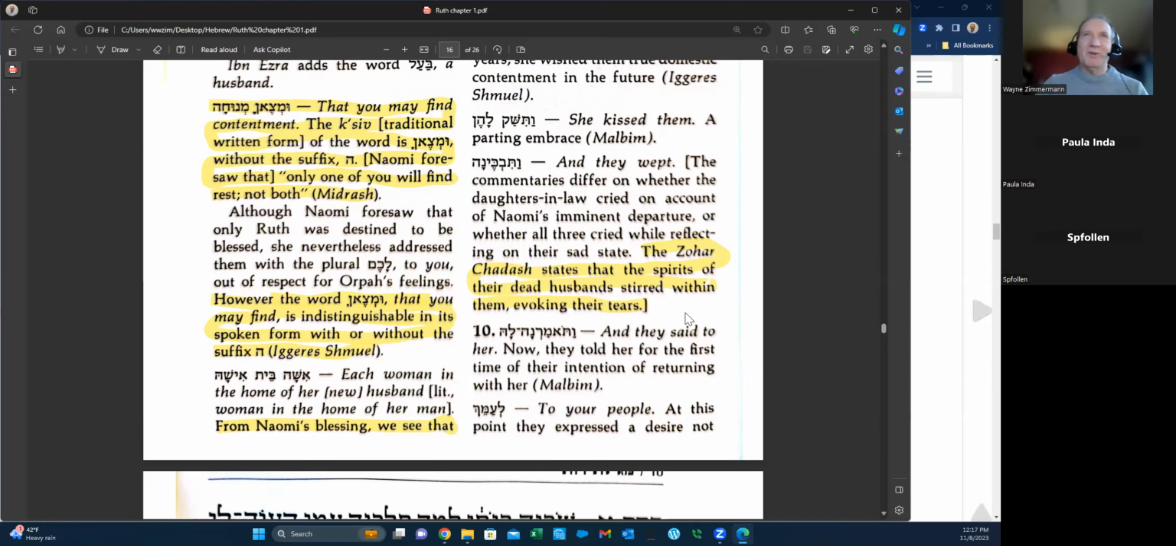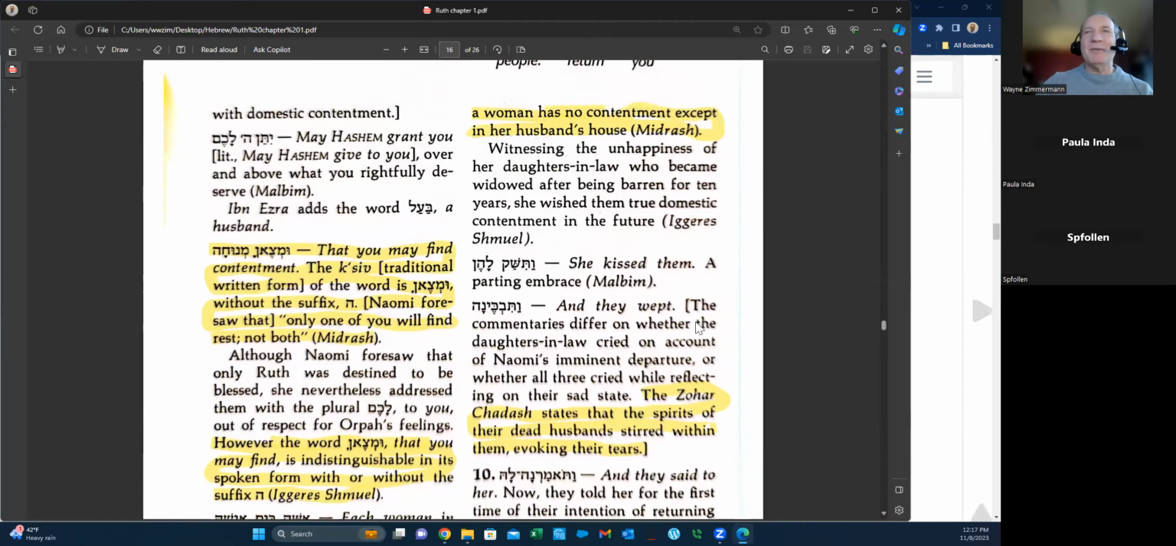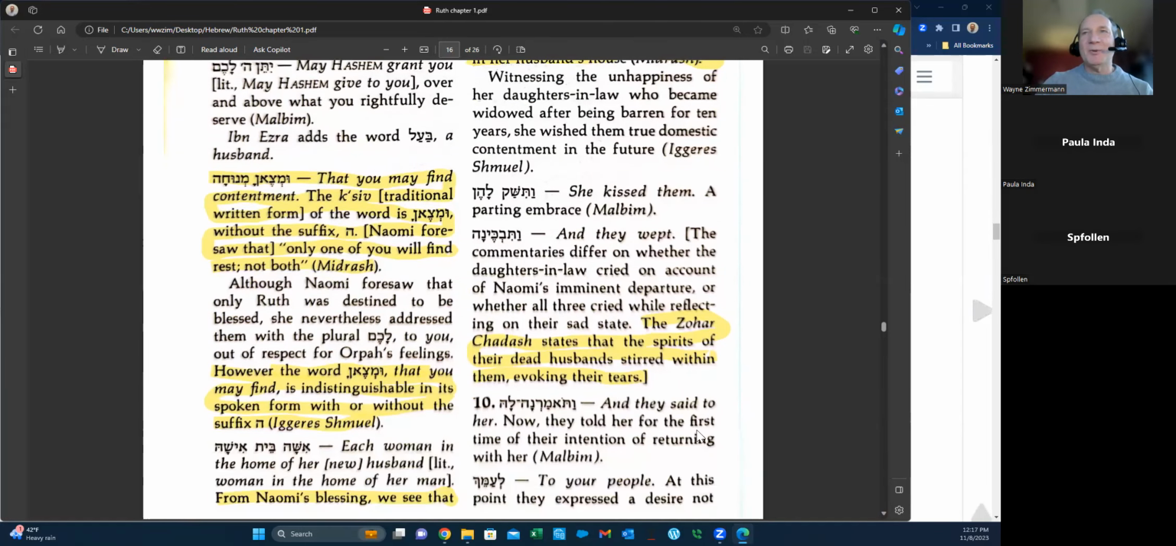But here, the Zohar, just to show you the mystical side, they state that the spirits of their dead husbands stirred within each of them, invoking them to tears. Again, that's that part of it. I don't subscribe to it, but it's interesting to notice there. It makes it into the commentary, and I just wanted to share that part with you.